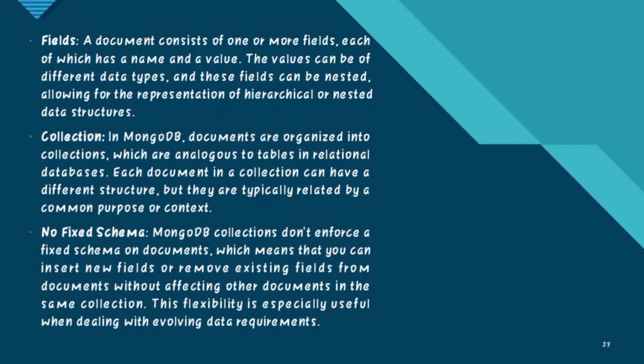Fields. A document consists of one or more fields, each of which has a name and a value. The value can be of different data types, and these fields can be nested, allowing for the representation of hierarchical or nested data structures. Collection. In MongoDB, documents are organized into collections, which are analogous to tables in relational databases. Each document in a collection can have a different structure, but they are typically related by a common purpose or context.